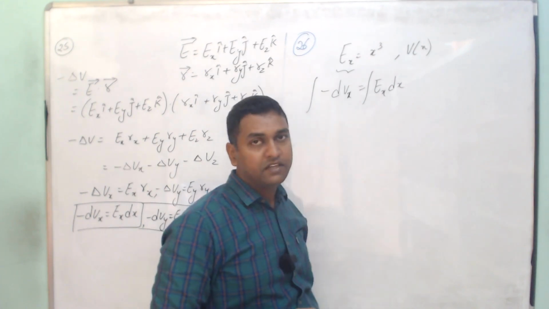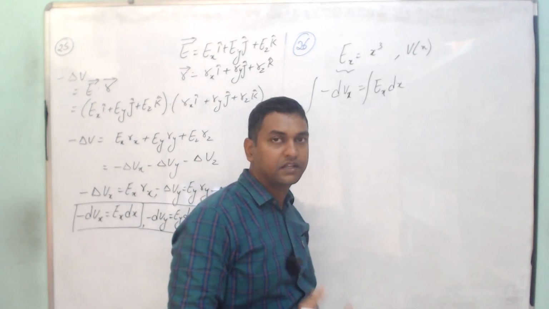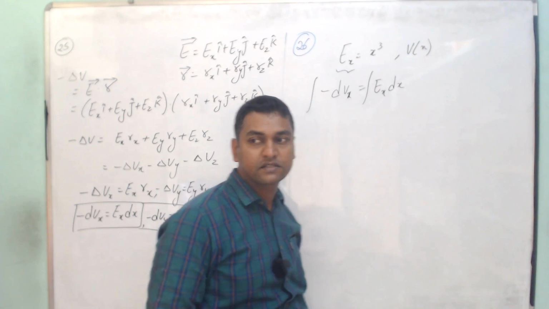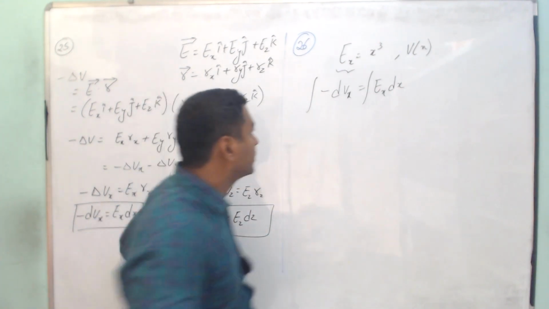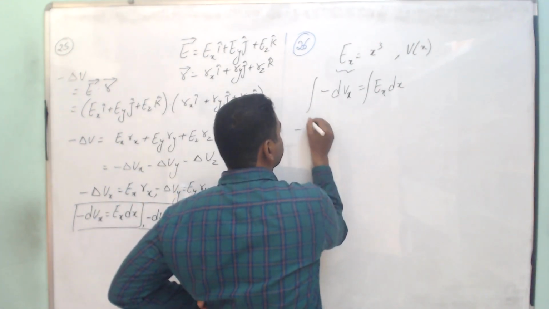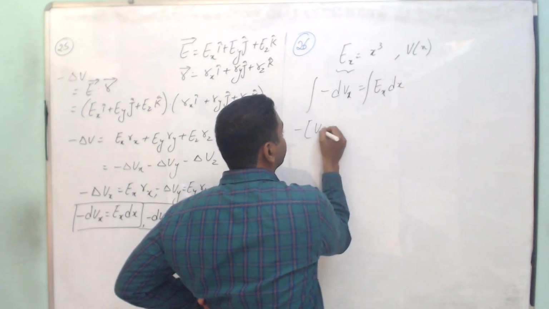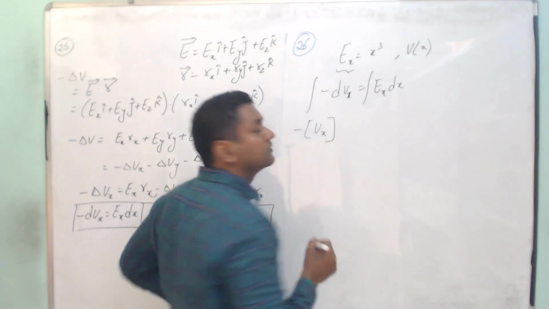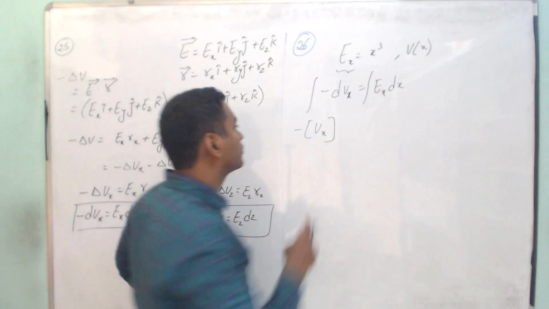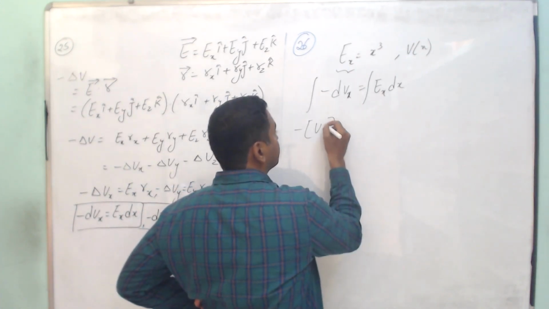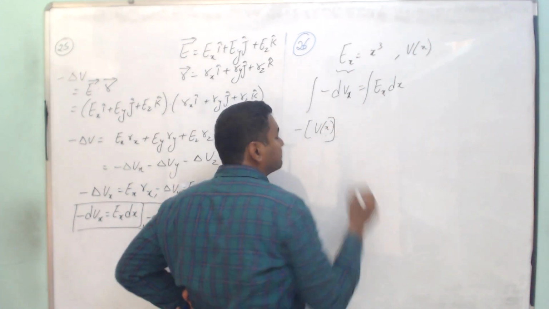If I have dV(x), if I integrate it, only I will get V(x). Okay, so I'll take the minus sign outside and I have V(x), or you can write this as V as a function of x. Both are the same.